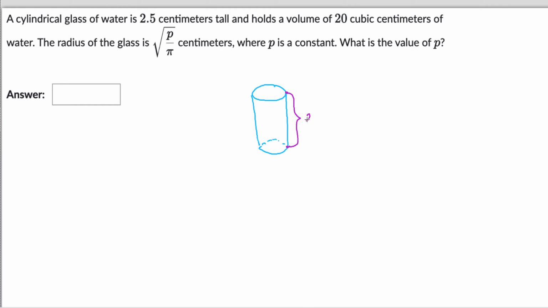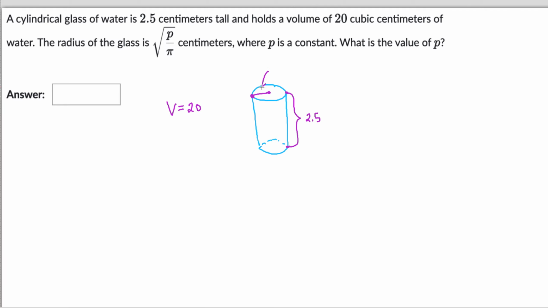So it's 2.5 centimeters tall, and it tells you its total volume, the total amount of volume that it can hold, the total inside amount. So the total volume is 20 cubic centimeters, and it gives you again the radius. The radius of this is always going to be from the center to the edge right here. Here's your radius for a cylinder.